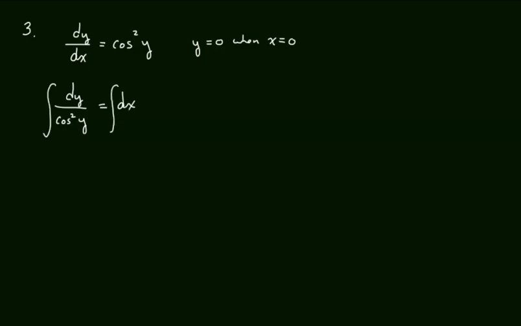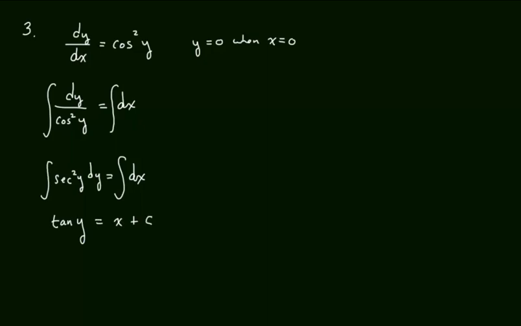Integrate both sides. Now, in order to integrate this left-hand side, it looks like we will be better off writing it as secant squared y instead of 1 over cosine squared dy, so that we can employ our book of memories. So this becomes the tangent of y equals simply x plus c.